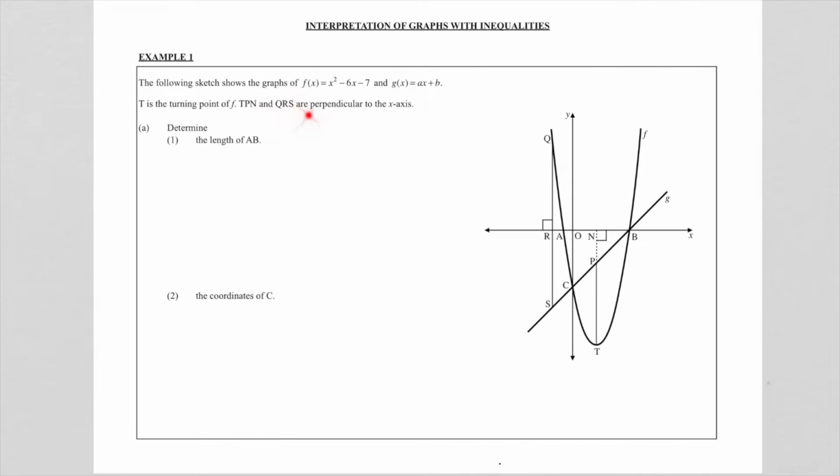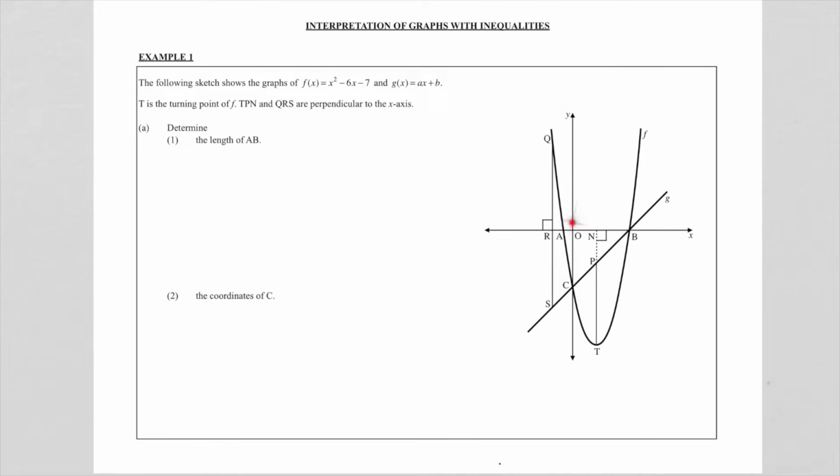TPN and QRS are perpendicular to the x-axis. Now you will notice that TPN is over here, that is that vertical line, and the second one, QRS, that vertical line, and they are both perpendicular to the x-axis or parallel to the y-axis. Within the first question, they ask us to find the length of AB.